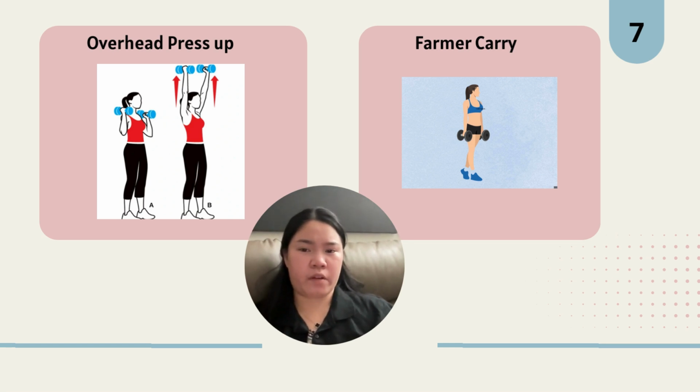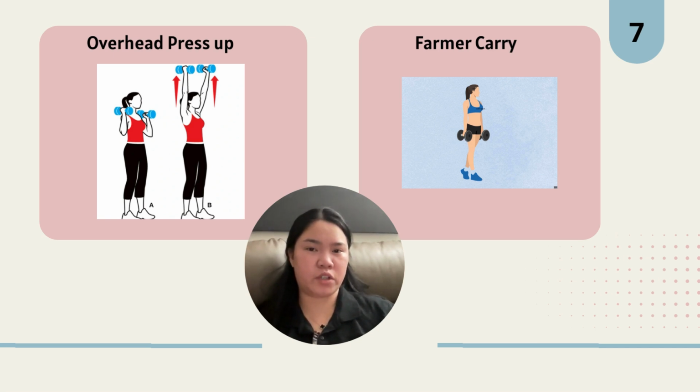Also, the farmer's carry is another exercise, more of a functional activity, that will help the patient achieve her goals in order to return to work without restriction. For example, the patient wants to achieve lifting more than 20 pounds. This is an example of an intervention that improves your grip strength and your shoulder stability too.